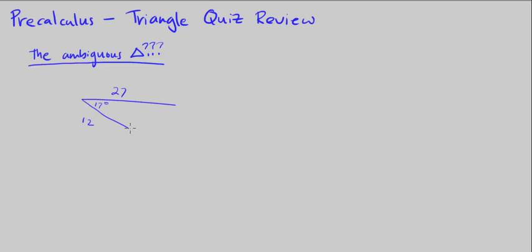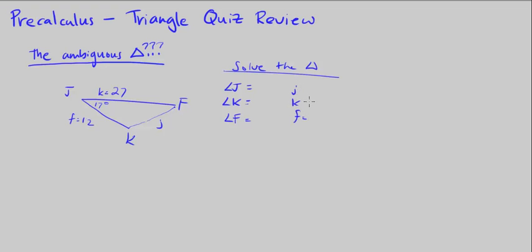So we connect this other side here, right? We labeled it J, K, and F. And this is little k, little f, and little j. And we were looking to solve the triangle. Solving the triangle means we want to find angle j, angle k, angle f, and we want to find side j, side k, and side f.